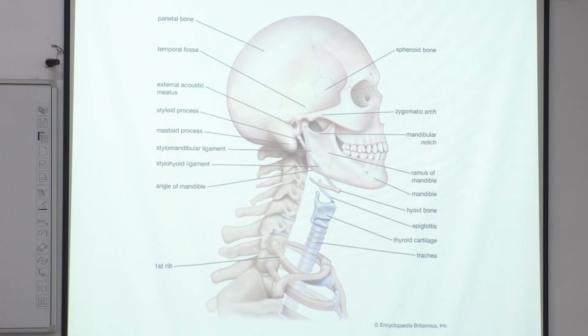Anteriorly, just below the mandible, there is another bone present. We call it the hyoid bone.